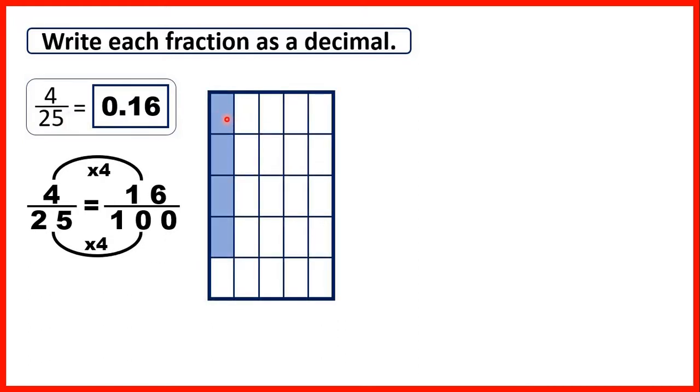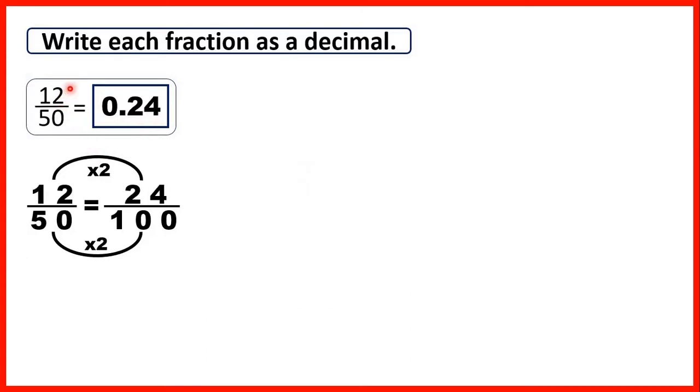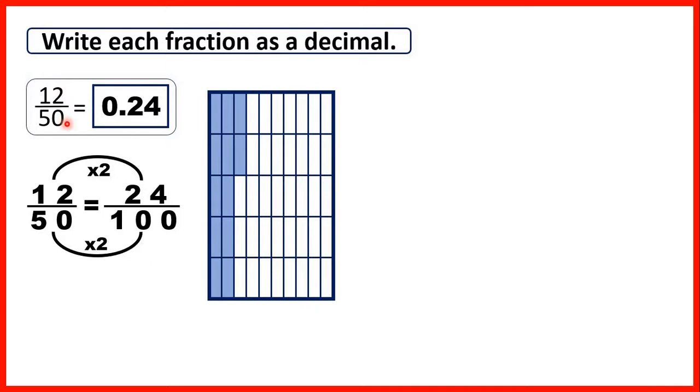Then we had 4 25ths. We changed those 25ths into hundredths, and that meant that we had 16 hundredths, so 0.16. Finally, we had 12 50ths. We changed that into 24 hundredths so that we could write it as the decimal 0.24.